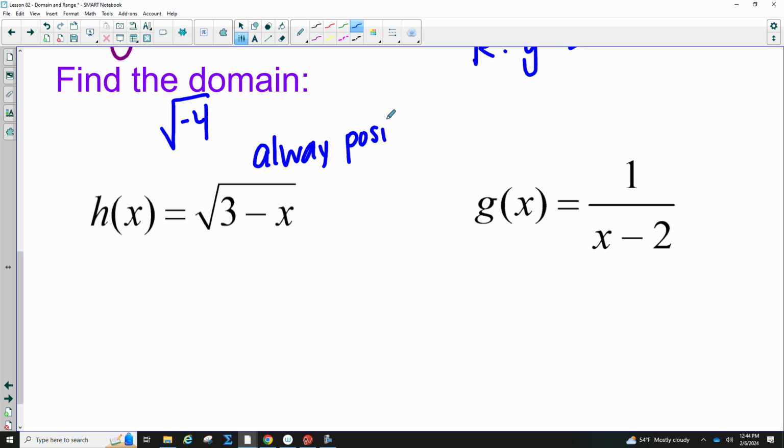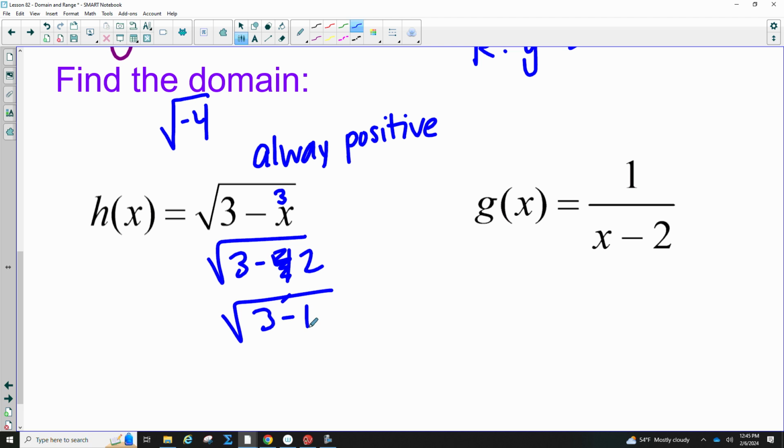So what values are allowed? The number 3 is actually allowed. It gives you 0. You can take the square root of 0. But if I plug in 4, what happens to this problem? I get a negative number. I have a problem. Now if I plug in 2, is that okay? Yeah, what's 3 minus 2? 1. If I plug in 1, is that okay? Yeah, it's okay. 3 minus 1 is 2. You can have positives. Those are legal. We're good with positives. We don't want any negatives, though.